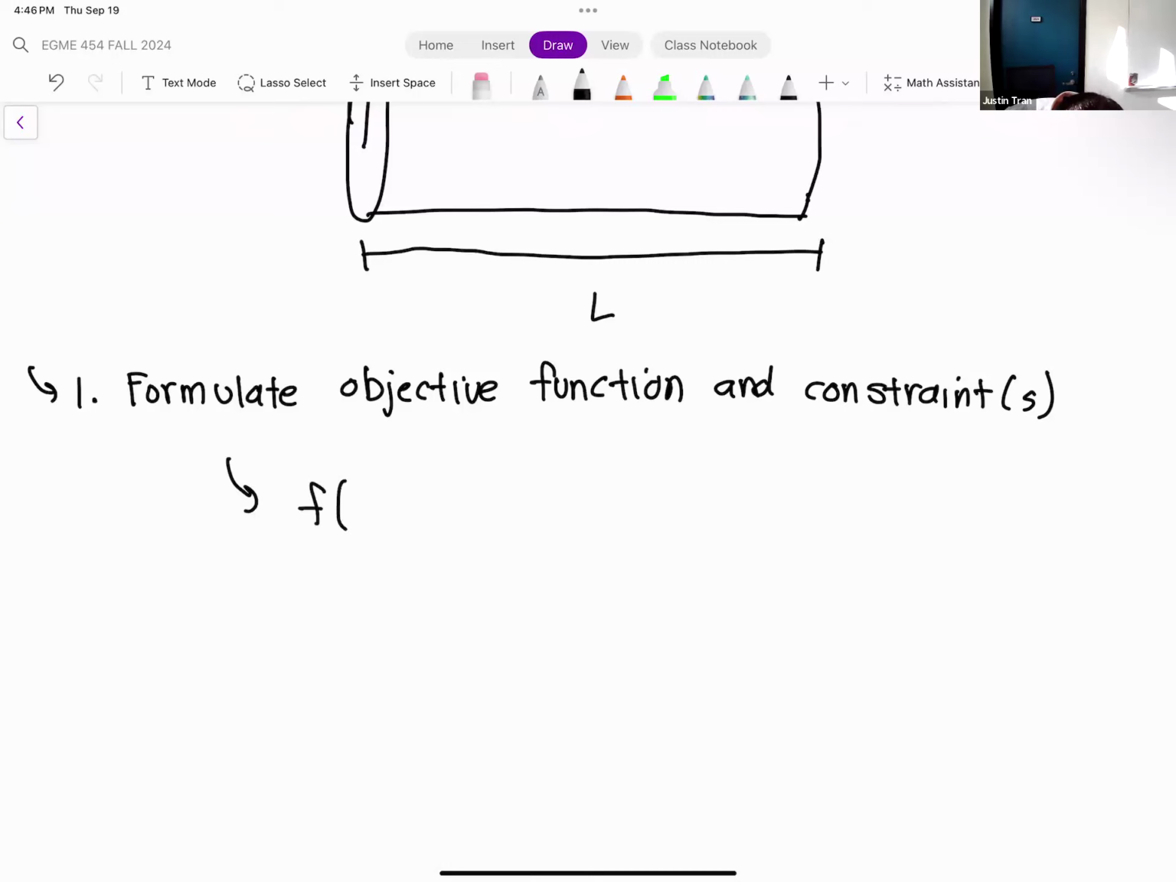All right, so we have F, our two design variables in this case are R and L. Volume of the cylinder is just the area of the caps, and the area of the cap is pi r squared. And then we're going to multiply that by the length.